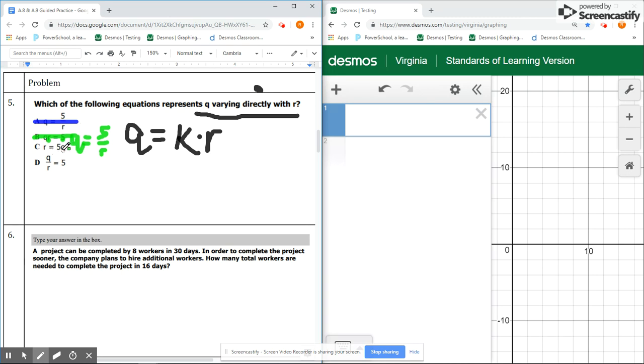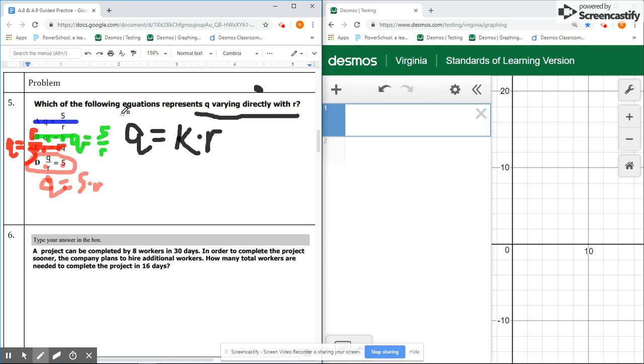Or letter C, when we try to solve for Q, we need to divide by 5. We'll divide 5 on both sides. We get Q equals R divided by 5. Again, we need something times R, not R divided by 5. So it's not C. And last one here, when we solve for Q, we need to multiply by R on both sides. We get Q equals 5 times R. And if you look, 5 times R is the same as K, or something constant, times R. Our answer choice here is D.